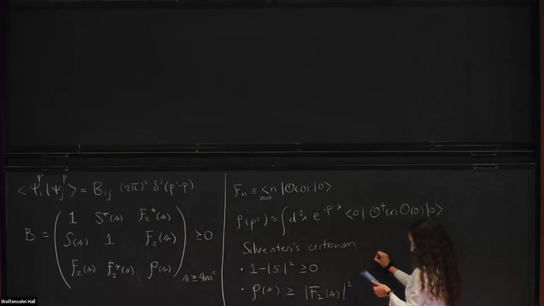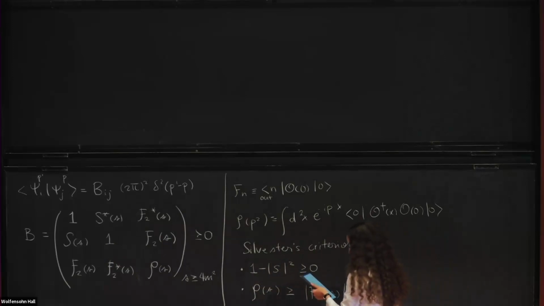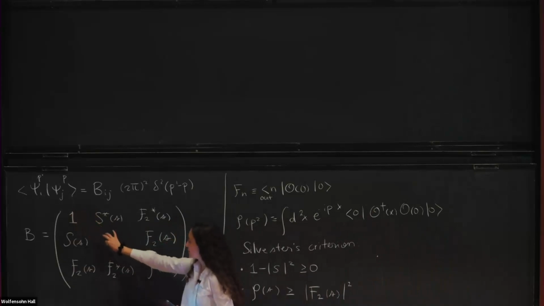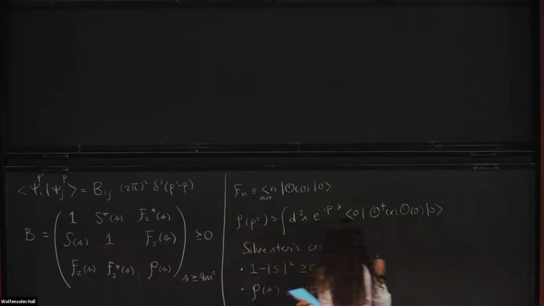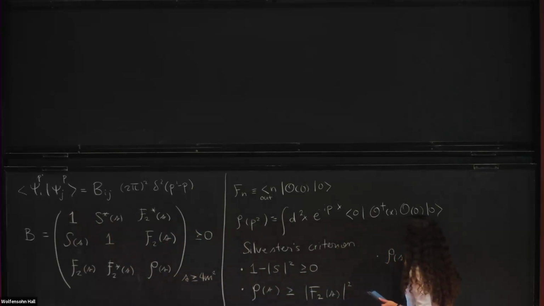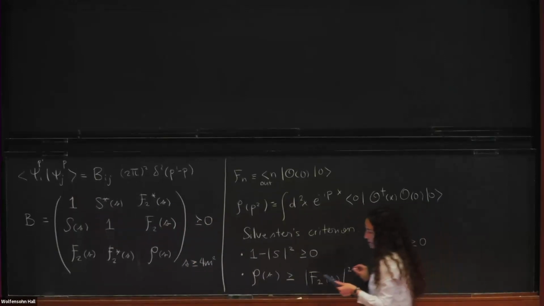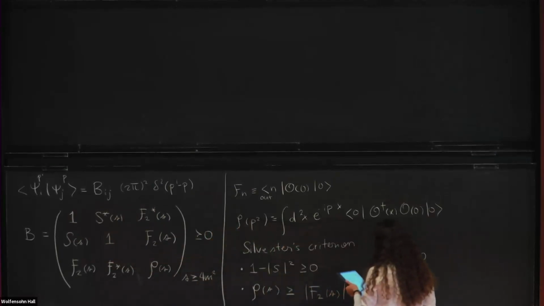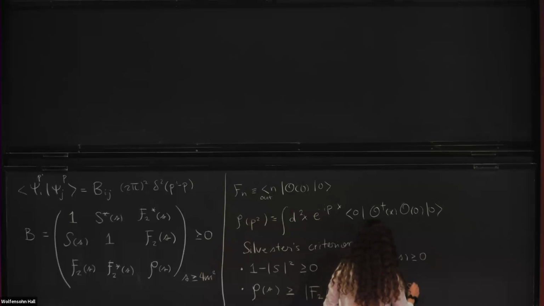Then you can also take just the diagonal elements. So, okay, this is already positive. We will have that rho, the spectral density, should be positive. And the final one is when you take the determinant for the full matrix B. And this will give you some more complicated condition where all three functions appear.